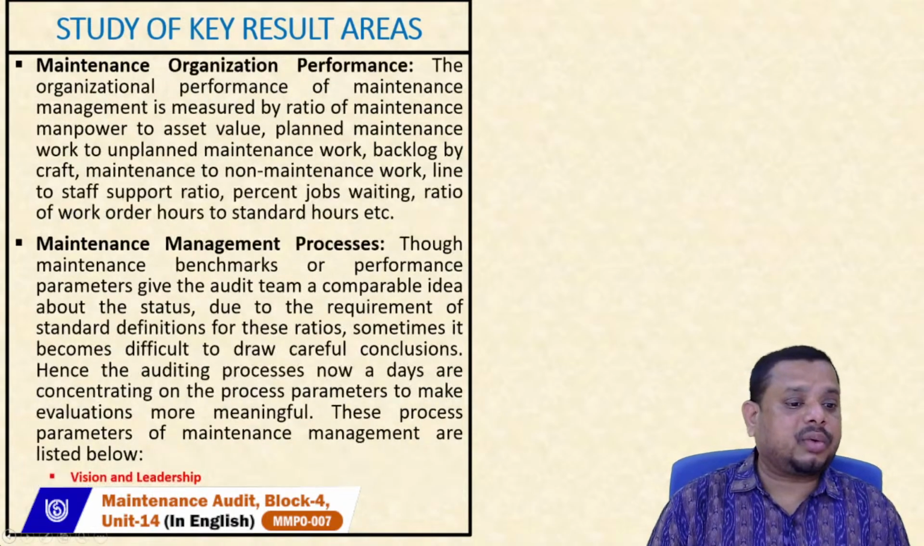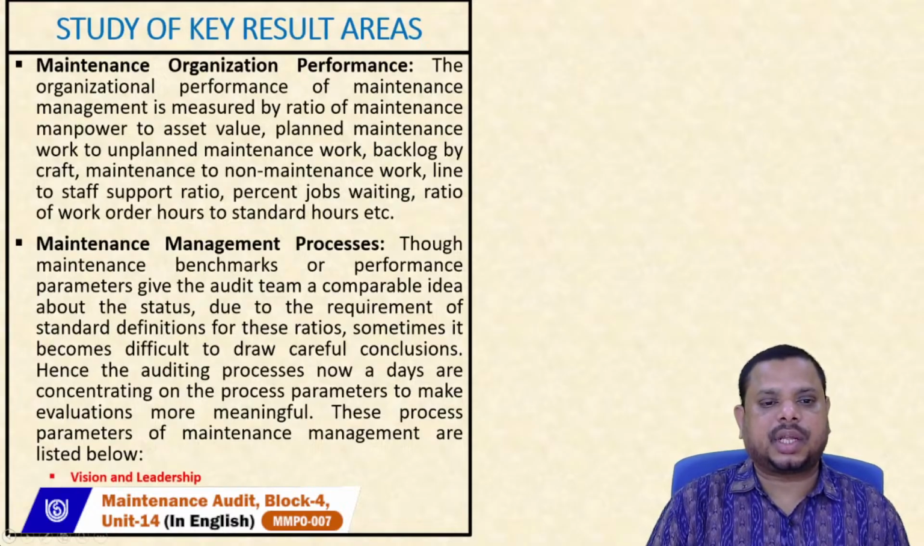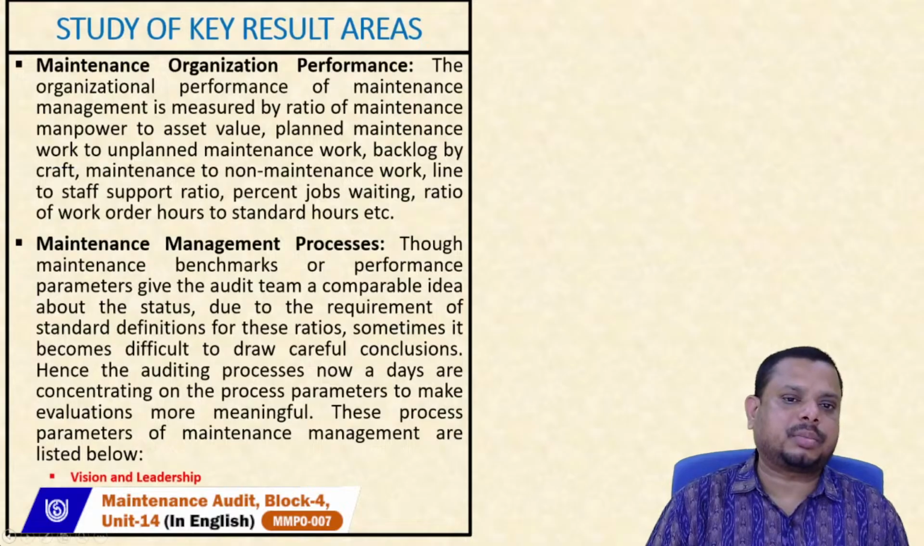The next key area we have is known as maintenance organization performance. From the company's point of view, they also analyze the organizational performance. Maintenance management is measured by the ratio of maintenance manpower to asset values, planned maintenance work to unplanned maintenance work, backlog by the craft, maintenance to non-maintenance work, line to staff support ratio, percentage job weightings, and ratio of work order hours to standard hours, which are basically analyzed under maintenance organization performance.